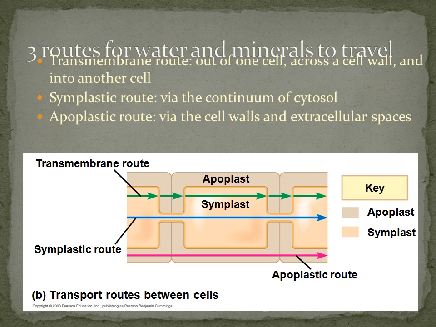So we have three traveling routes for the water. The first one is called the transmembrane route, and that's going to go cell to cell from one membrane through another. Then the symplastic route is a very fast route, and it's going to go through connections between cells, these little gates between cells. And finally, the apoplastic route is going to go into the extracellular spaces and through the cell wall. So transmembrane, not so much you have to worry about there, but symplast and apoplast, those are the ones you really want to remember.